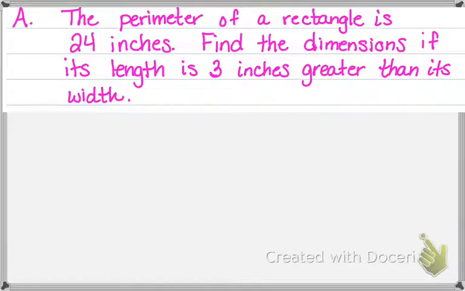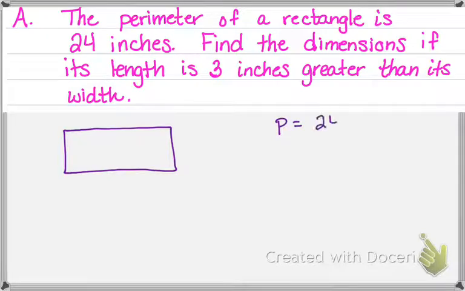The perimeter of a rectangle is 24 inches. Find the dimensions if its length is 3 inches greater than its width. So anytime we're talking about something that we have an image for, we can draw a picture. So if we think about a rectangle, and you don't have to be an artist, but you can do a quick rendering. Perimeter means to add all the sides together. We know that perimeter is going to equal 24 inches. That's a known. They gave us that. Now we have to find the dimensions.